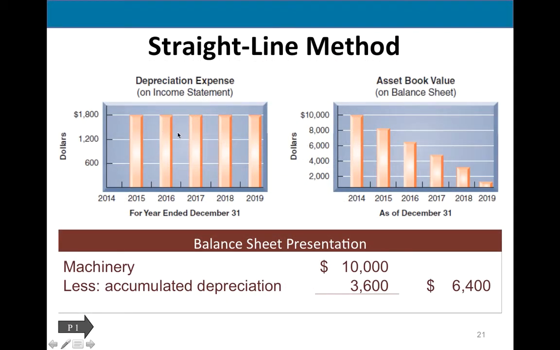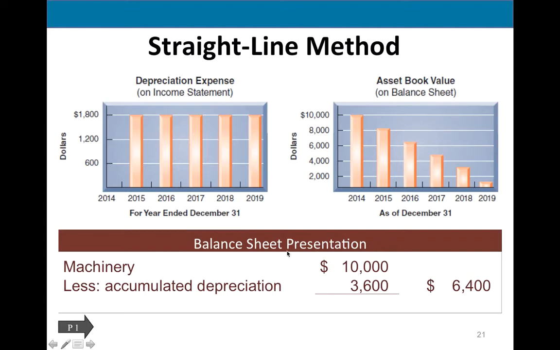So the depreciation expense will be the same every year, and the book value is going to go down, down, down, down. What is the book value? You have to remember the book value is the difference between the cost of the asset and its accumulated depreciation. Accumulated depreciation increases every year. After 1 year, it's 1,800. So after 2 years, it's 3,600. So it goes up and up and up. So AD goes up, the book value goes down.